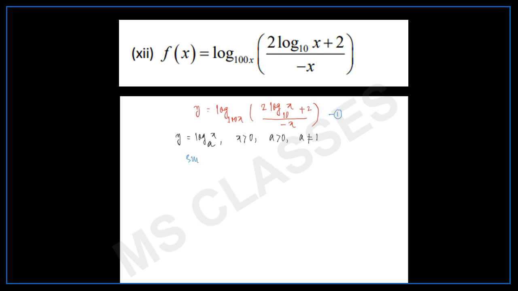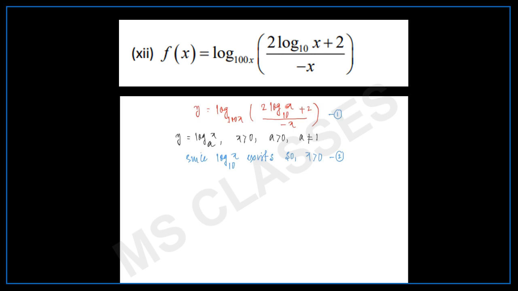since log x base 10 exists, so x greater than 0. This is the first thing which you can understand. X has to be greater than 0. Next, this log function has been applied over this whole thing. So this whole thing should be greater than 0.